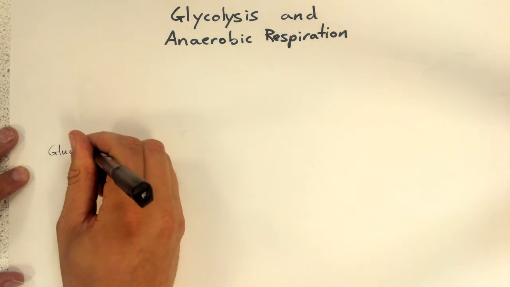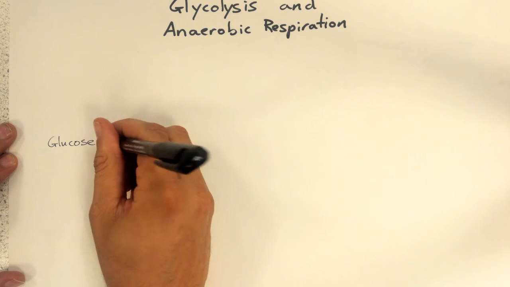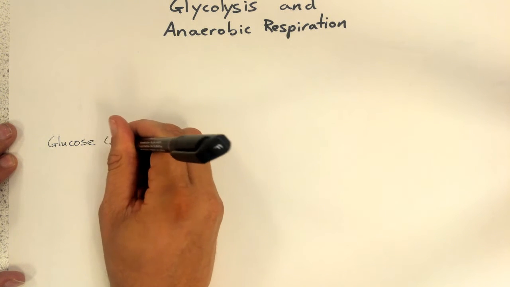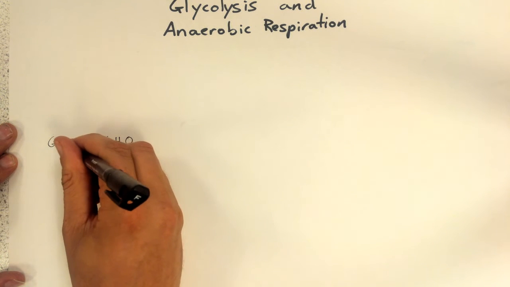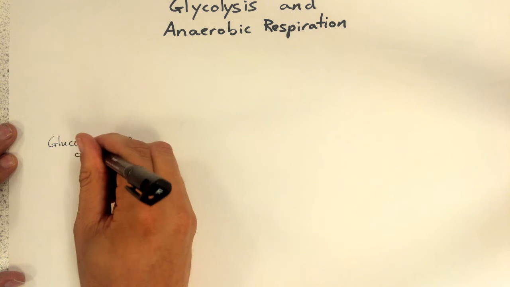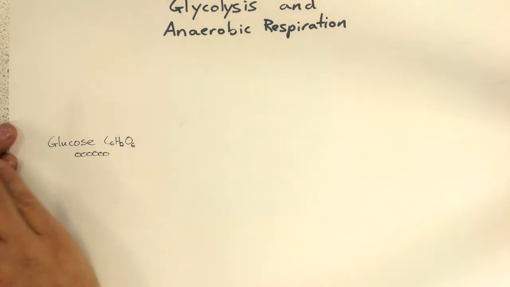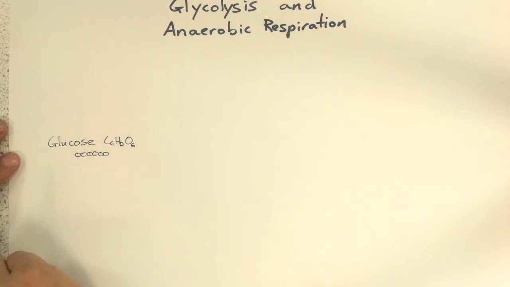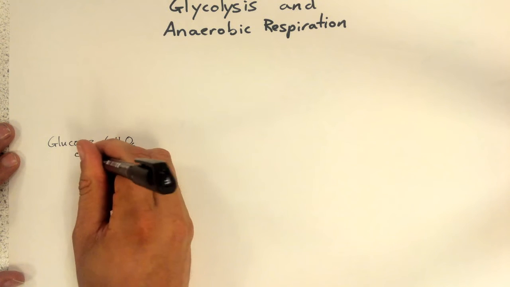There are other molecules that can be used as respiratory substrates, but glucose is the main one used by the body. The formula for glucose is C6H12O6, and it is a 6-carbon molecule, which I'm going to represent here by drawing 6 carbons in a row. In actual fact, those 6 carbons are arranged in a ring structure, but we're just going to represent them here as being 6 carbons like so.